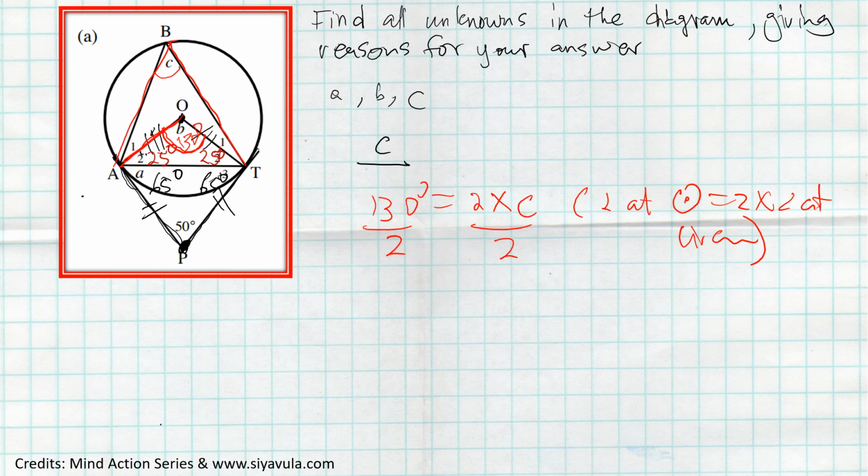Okay. So we can now go and solve for our C. We just divide both sides by 2. Then our C will be equal to 65 degrees. Is it 65? Let me quickly check. Yes, it's going to be 65 degrees. So that's basically how we solve for C. We actually used our theorem number 2.